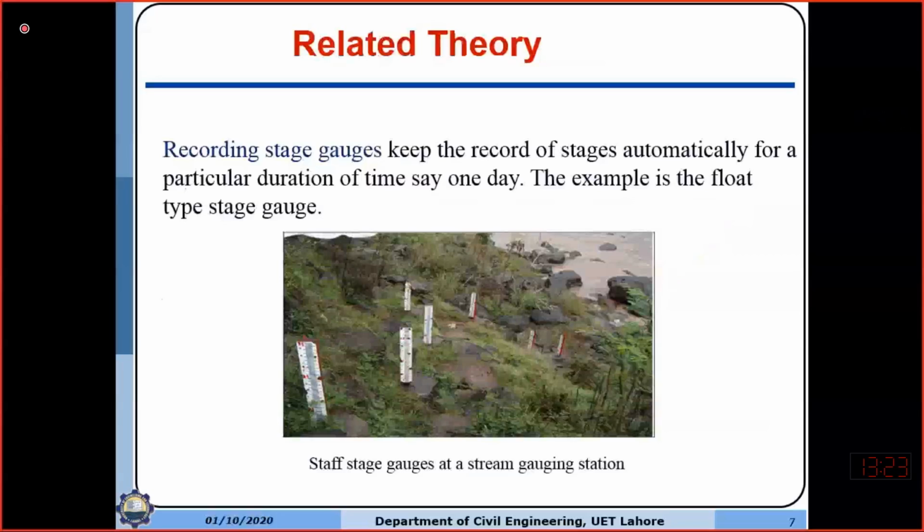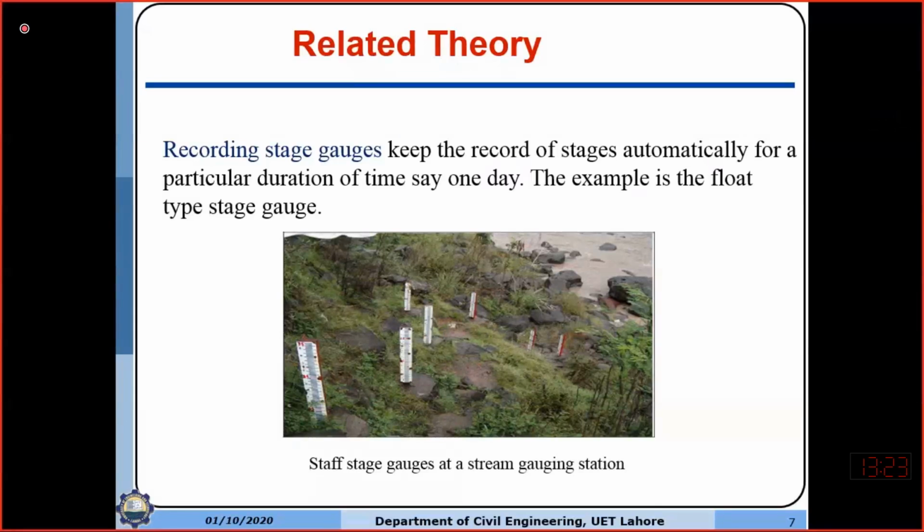And recording stage gauges are the ones which keep the continuous record of the stage automatically. You may have a graph of stage versus time. It's called a stage hydrograph. A stage hydrograph is a plot between stage on the y-axis and time on the x-axis. So you can have this sort of chart or graph which can give you an idea about the stage at any time during a certain time period, and about the increase or decrease in the stage and the rate of increase and decrease over the given time period.